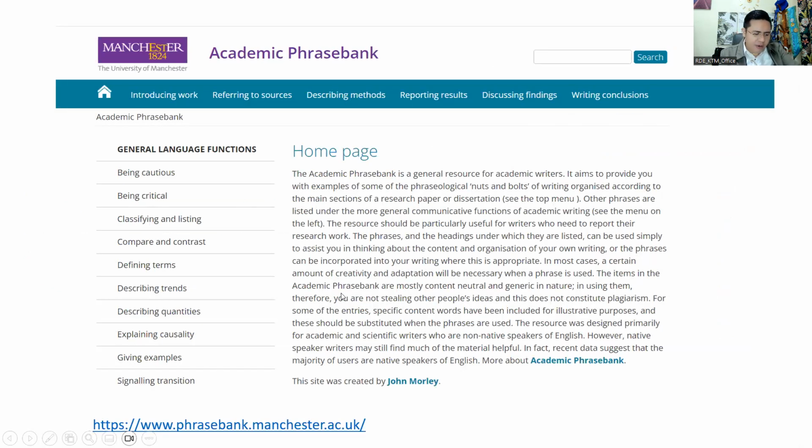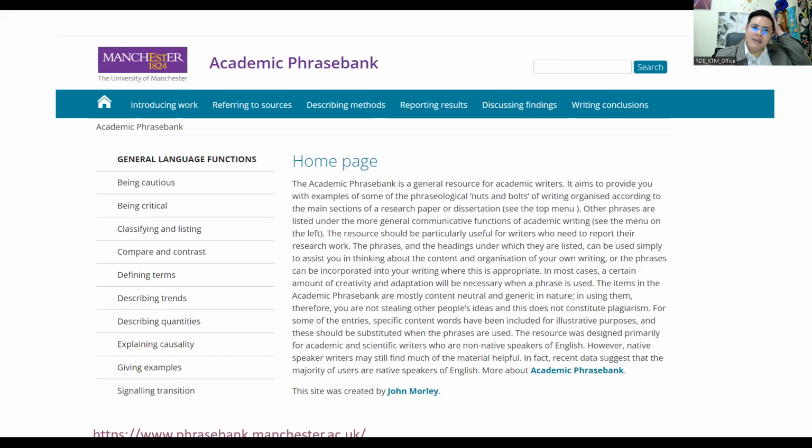So the last portion will be to guide you on the use of the academic phrase bank for reporting results and discussing findings. Okay? So in the academic phrase bank, I am leading you to reporting a result. The standard approach to this section of a research article or dissertation is to present and describe the results in a systematic and detailed way.